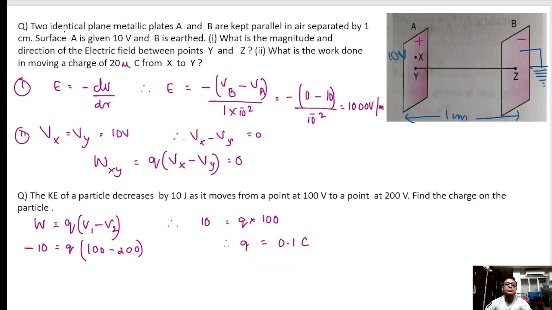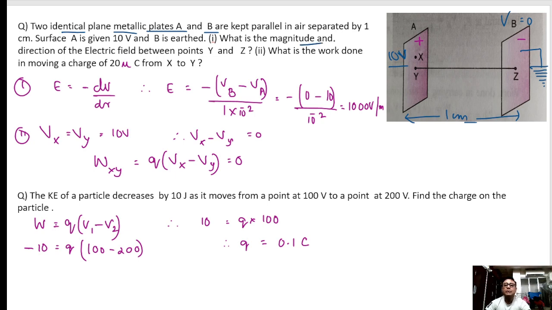So if I go 150 centimeters up, I will face a potential of plus 15 volts. Next, two identical plane metallic plates. See, these are the two metallic plates A and B. B is given earthed and the distance between them is given as 1 centimeter in air. A is given 10 volt and B is earthed, so VB will be 0 and VA is 10 volt.